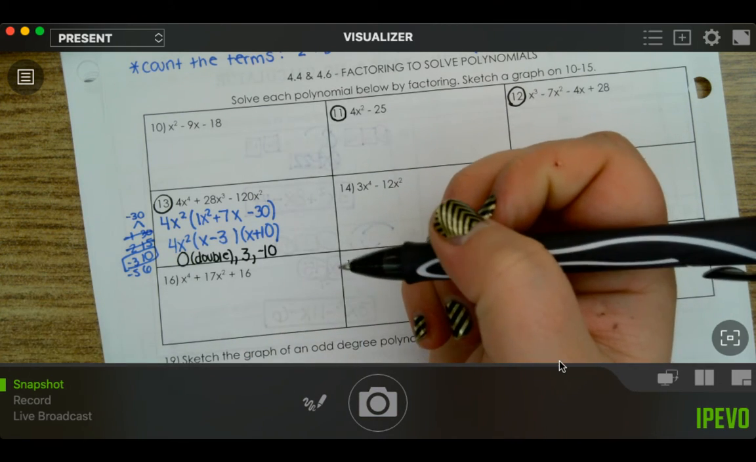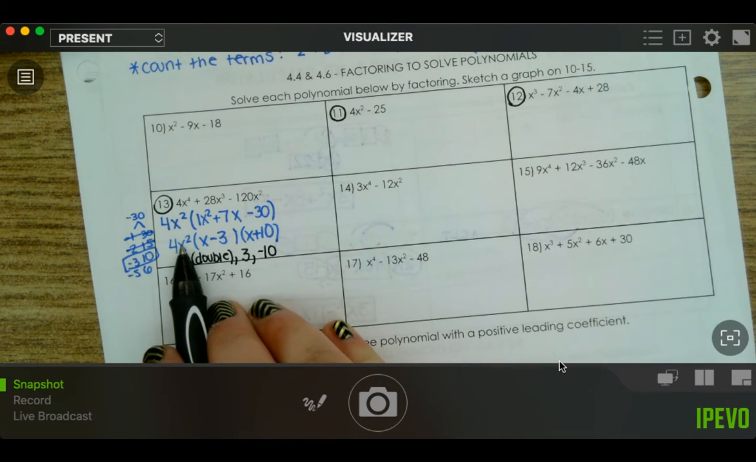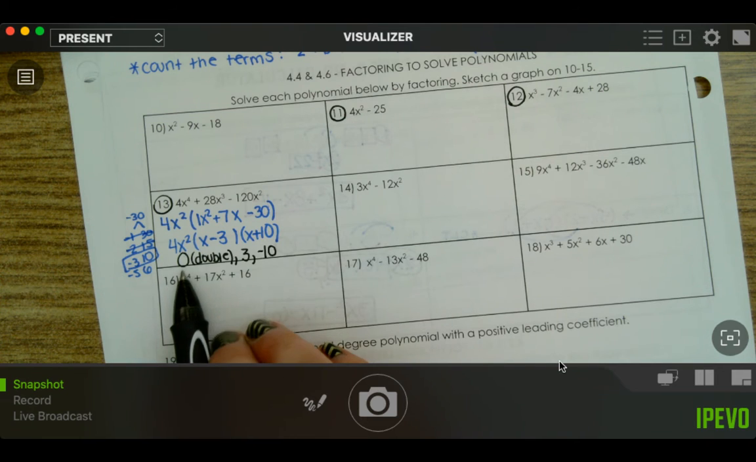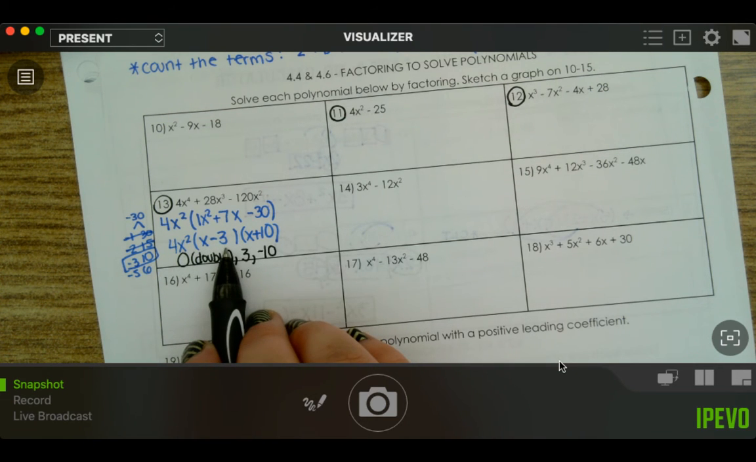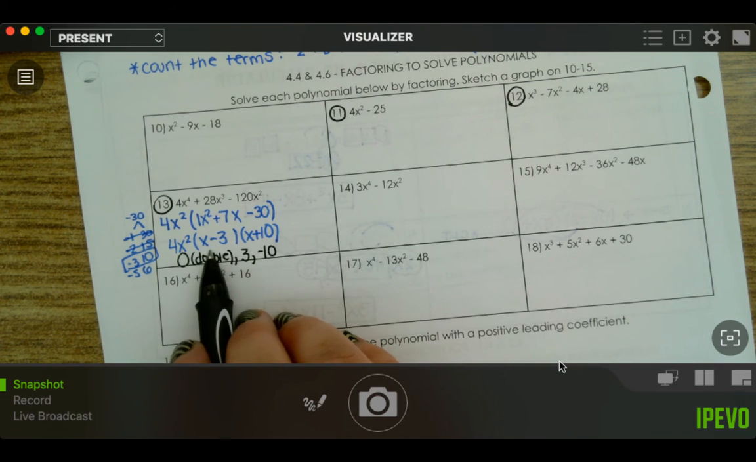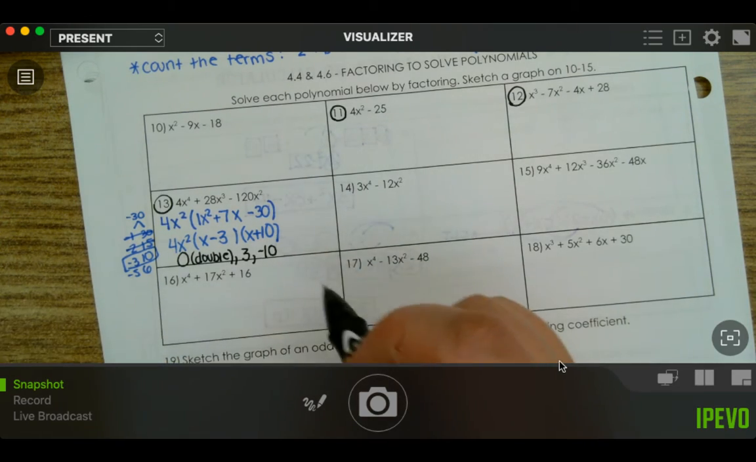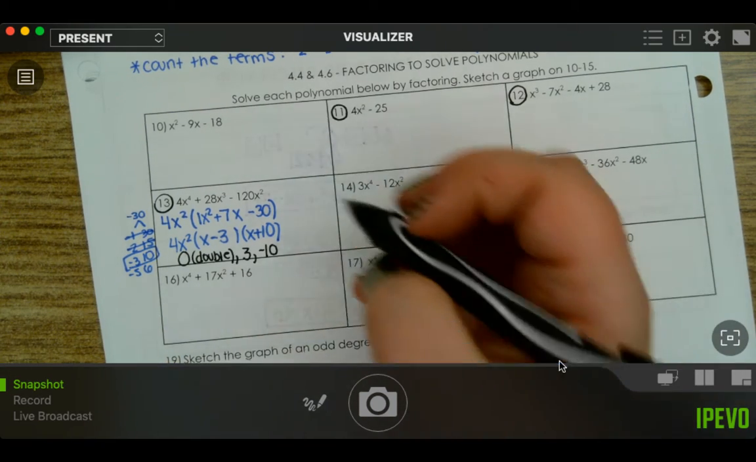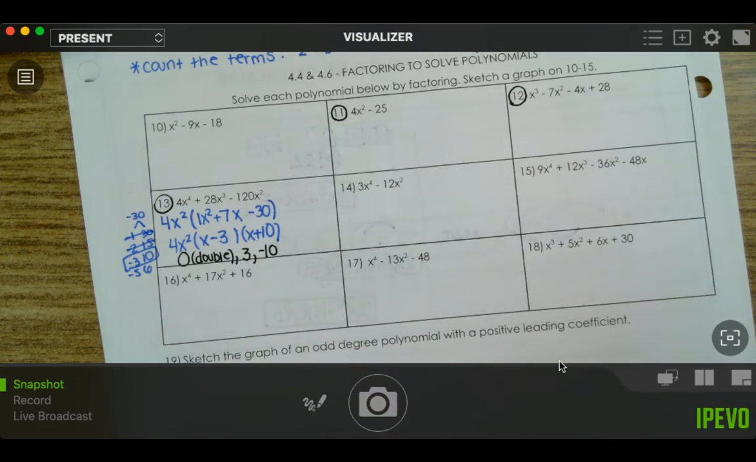Because again, you're trying to make it equal 0. If you want x squared to equal 0, x has to be 0. If you want x minus 3 to equal 0, x has to be 3, because 3 minus 3 is 0. And then same thing here, negative 10 plus 10 would be 0.